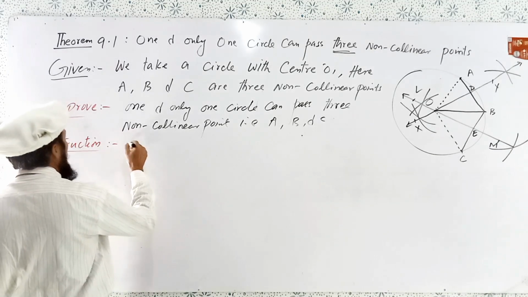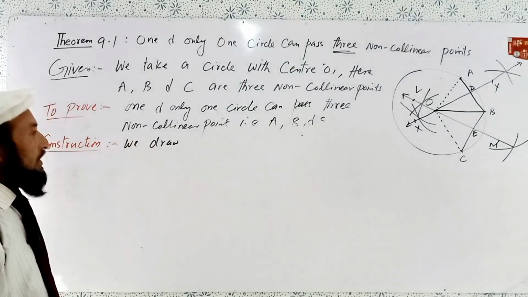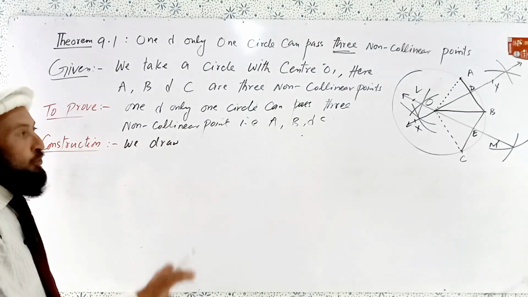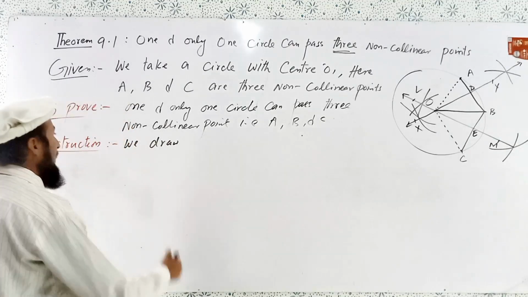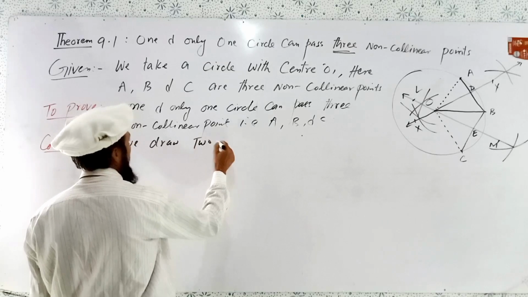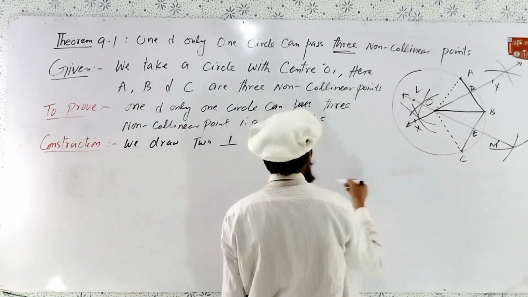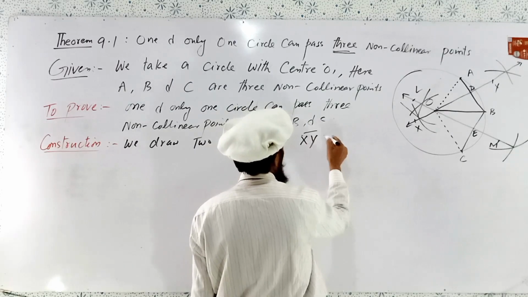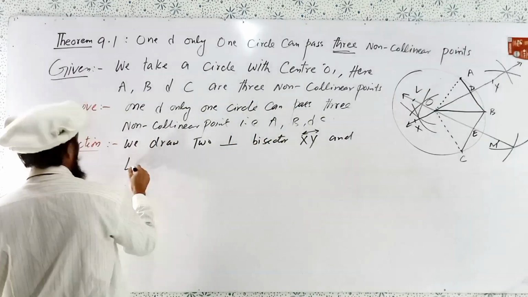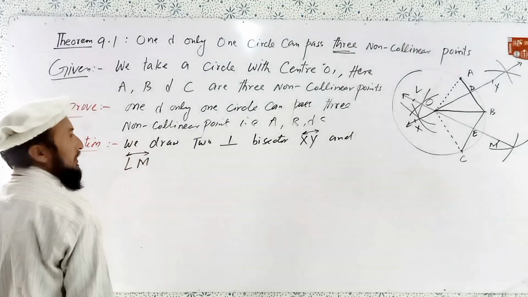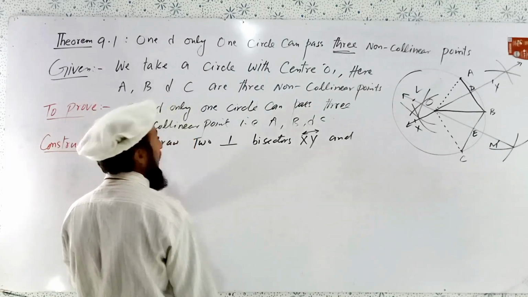We draw, to explain: first of all, we take centers A and B. We draw two right bisectors internally and externally, which connect to each other. To be simple, we draw two perpendicular bisectors, XY and LM. These are the two right bisectors.